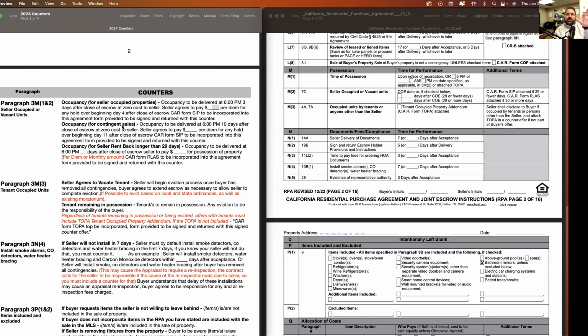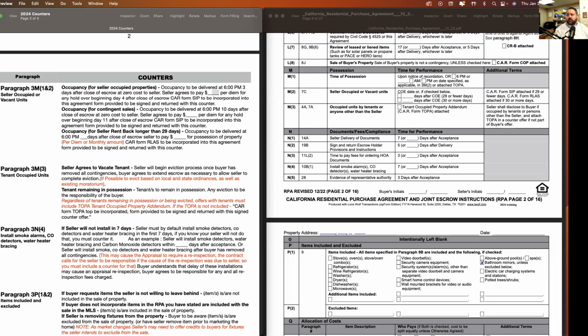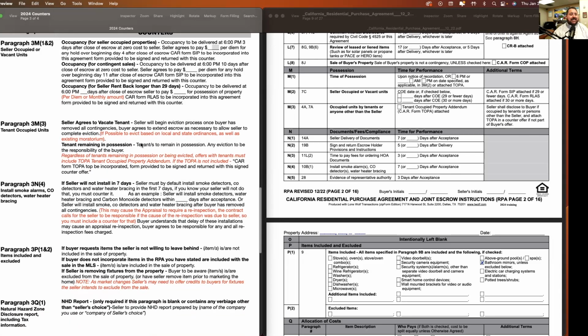I put the 10 just to give me a cushion so that the buyer already knows that they're not putting pressure on the seller to get out when they have nowhere to go. Okay. That's why we put the 10 days. Okay. Questions about occupancy? Anybody? Okay. Let's move on to the tenant occupied.